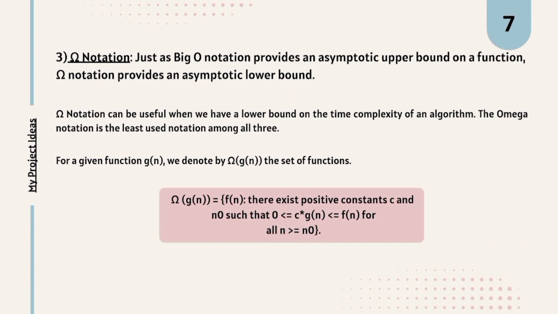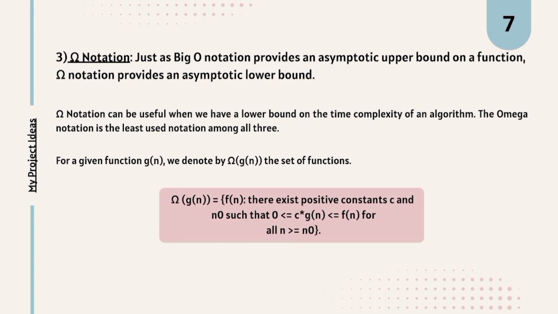What is omega notation? So just as big O notation provides an asymptotic upper bound, the omega notation provides an asymptotic lower bound. So here you have in hold the lower bound. So the restriction is there on the lower bound, upper bound is set free. So omega notation can be useful when we have a lower bound on the time complexity, and omega notation is basically the least used notation among all three.